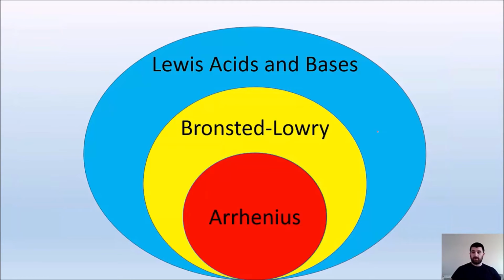So Lewis is more general, which is why I have this nice graphic. Arrhenius is the most specific. Then Bronsted-Lowry will include all Arrhenius acids and bases. So if it's an Arrhenius acid or base, it's also a Bronsted-Lowry acid or base. And Lewis is the most general of them all. If it's a Bronsted-Lowry, it's also a Lewis acid and base.